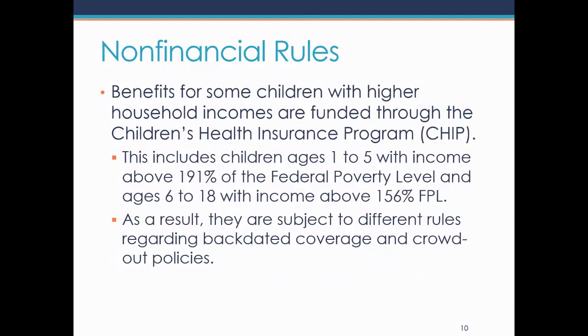As I mentioned earlier, the healthcare benefits for some children with higher household incomes are funded through the Children's Health Insurance Program, also known as CHIP. This includes children ages 1 to 5 with income above 191% of the federal poverty level, or FPL, and children ages 6 to 18 with income above 156% of the FPL. As a result, these children are subject to different rules regarding backdated coverage and crowd out policies.